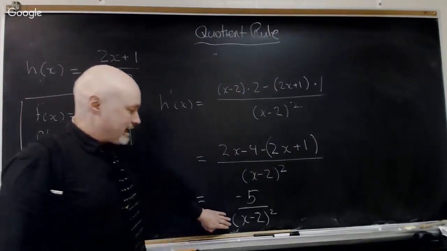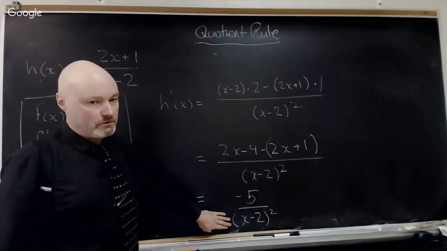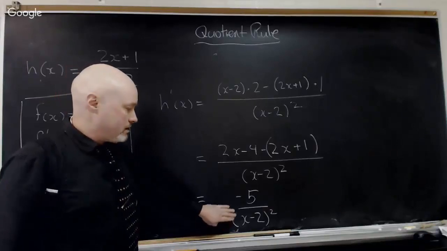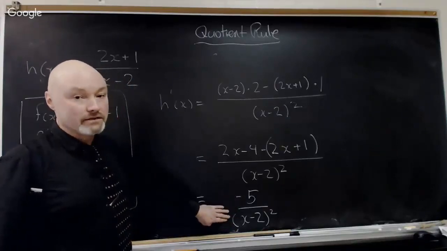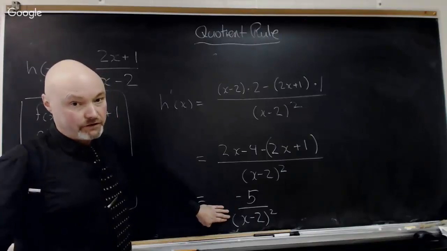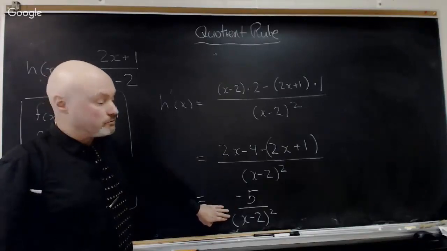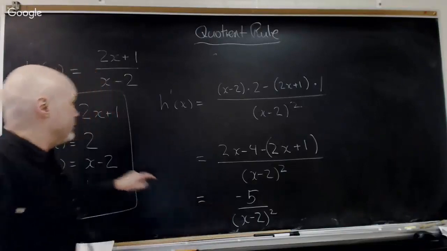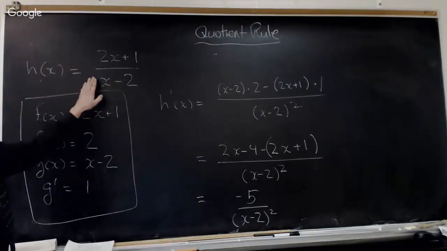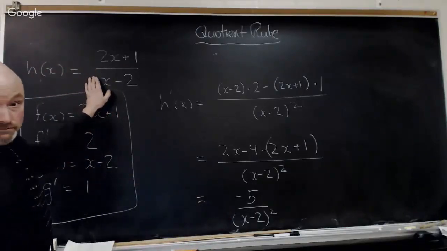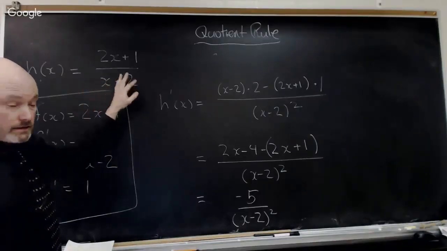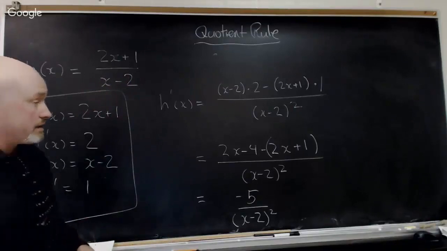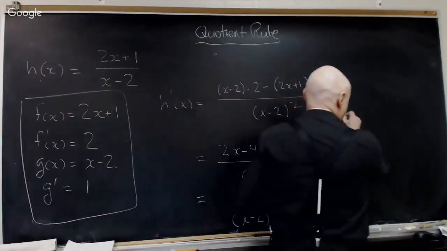Now you will notice that the bottom is always going to be positive, and notice that the top is negative. Basically, the derivative has a negative value. That means the slope to every single tangent to this equation is going to be negative. Okay, so this equation is always decreasing. And if you think about it, it's always got a negative slope.